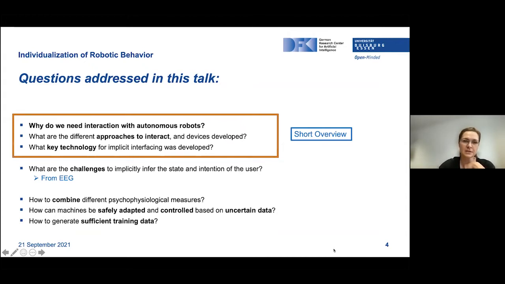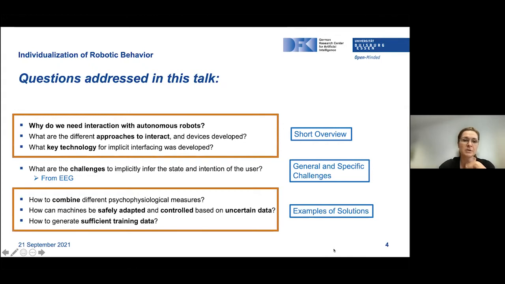And then I have a second part that's about challenges to implicitly infer state and intention from a user when we use EEG, so electroencephalogram. So that's the second part. And the third part will be about examples. So I said there are challenges, and now I want to give some examples of how maybe to solve them or to address them. So that will be the third part of my talk.